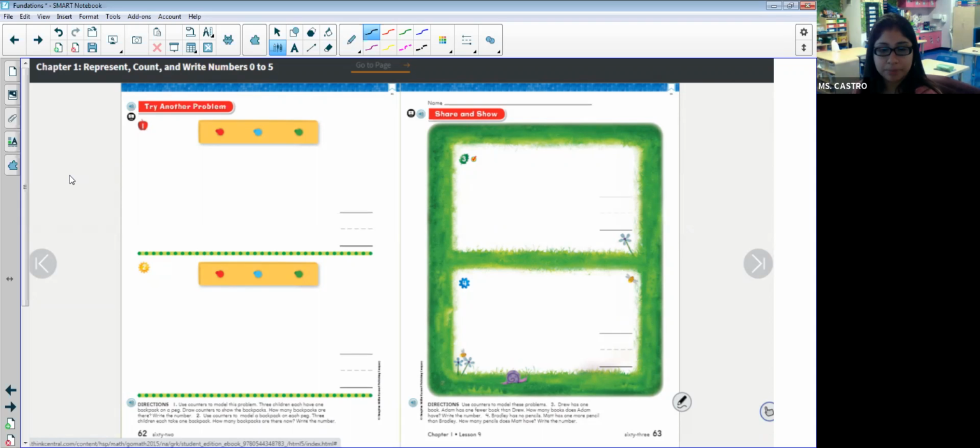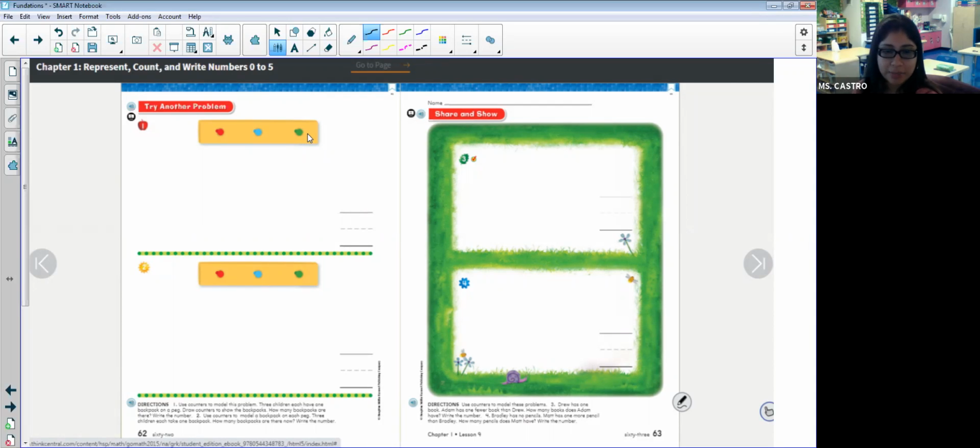So here's the problem. 3 children each have 1 backpack on a peg. A peg are those colorful red, green, and blue sticks that are coming out of that yellow rectangle. And that's what holds jackets, school bags, sweaters, okay? So 3 children each have 1 backpack on a peg. We're going to draw to show those backpacks, and we're going to figure out how many backpacks we have.